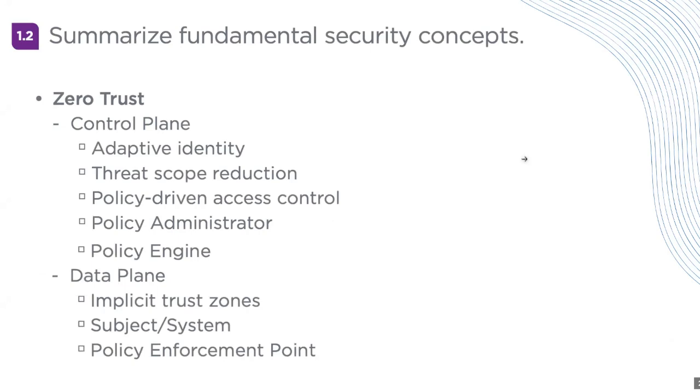So this is for your reference here. This is where we are in the Security Plus Domain 1 objectives. Objective 1.2, summarizing fundamental security concepts. And this is what we will be covering today. As you can see, we have the control plane, which consists of 5 logical components. And we have the data plane, which consists of 3 logical components. We will cover everything, inshallah, in the following slides.